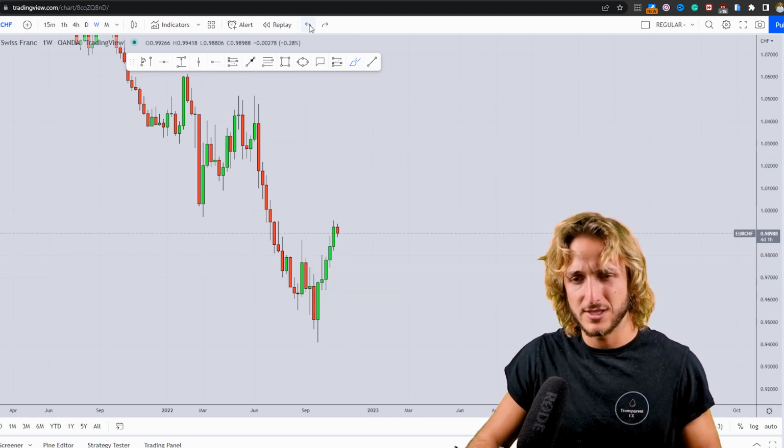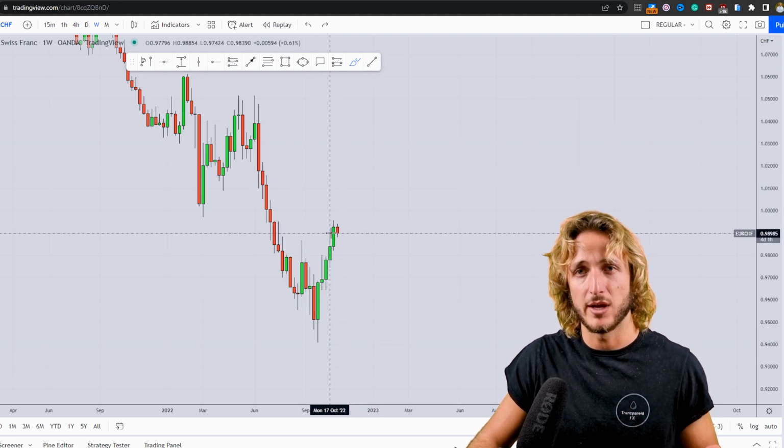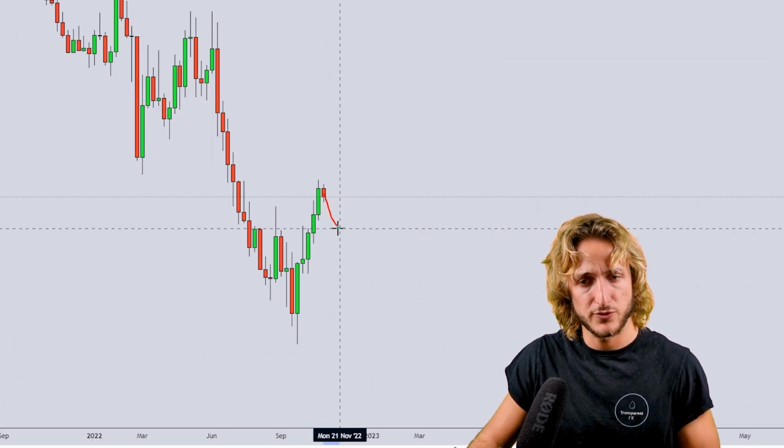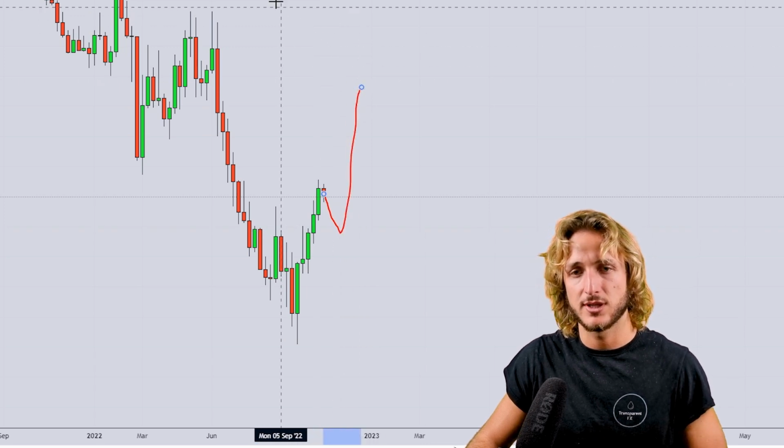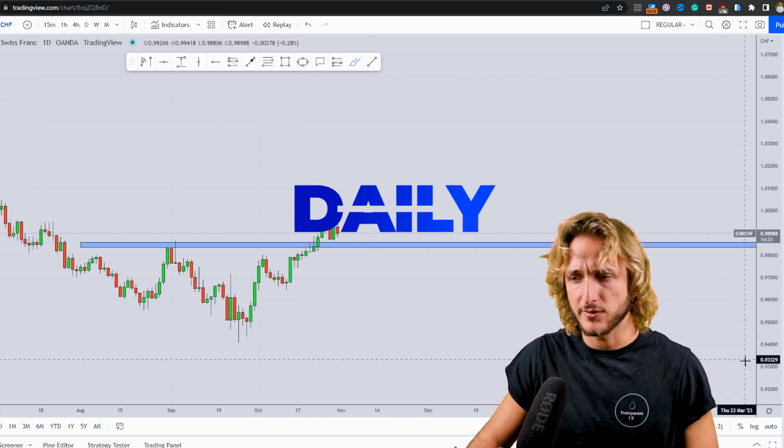But overall, the same directional bias applies as what we have already seen on the monthly, so a bit of short-term bearish price action and then a longer-term bullish continuation. Dropping down to the daily time frame, what do we see?